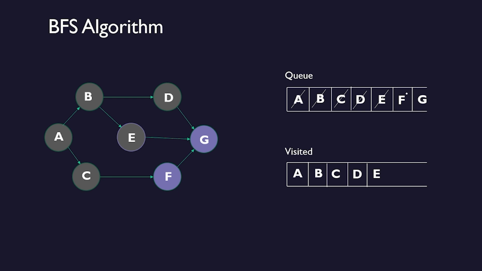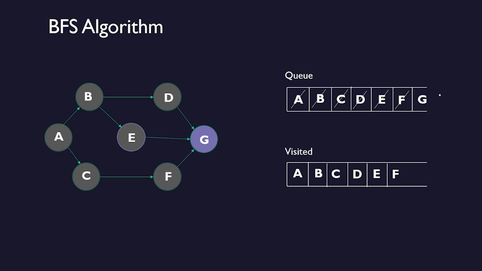Similarly for F, I'm going to be removing F, keeping it aside, checking if F has any connected node that's not already in the queue. But F is only connected to G, which is already in the queue. So I can directly add F onto my visited.